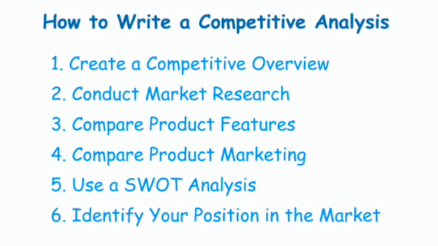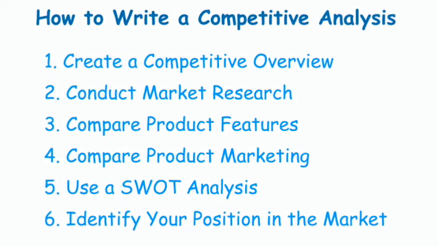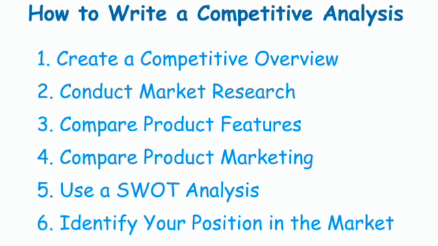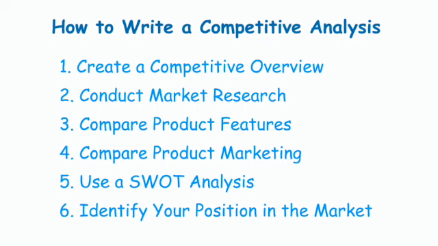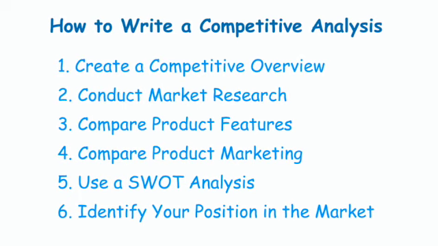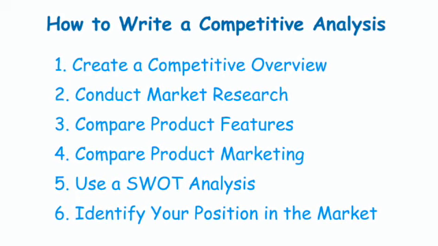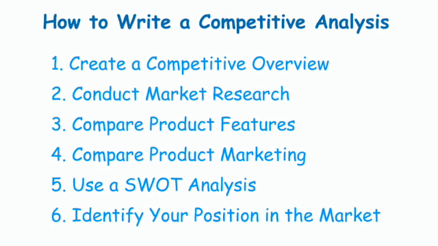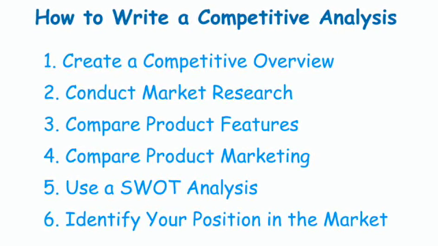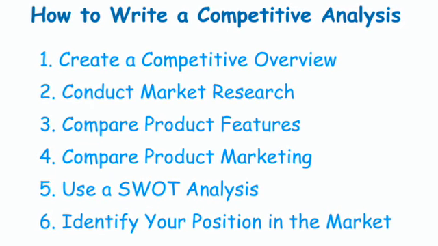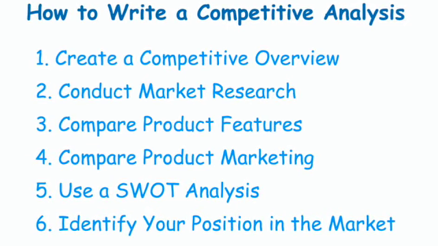There are 6 sections to a competitive analysis write-up. Section 1 is the competitive overview. Section 2 is your market research. Section 3 is where you compare product features, and section 4 is where you're comparing your marketing strategy to that of your competitors. In section 5, you're going to do the SWOT analysis. I'm going to go into that tomorrow, day 13, and tell you exactly what a SWOT analysis is, but briefly, it is analyzing the strengths, weaknesses, opportunities, and threats of your company versus those of your competitors. And number 6 is identifying your place in the market.